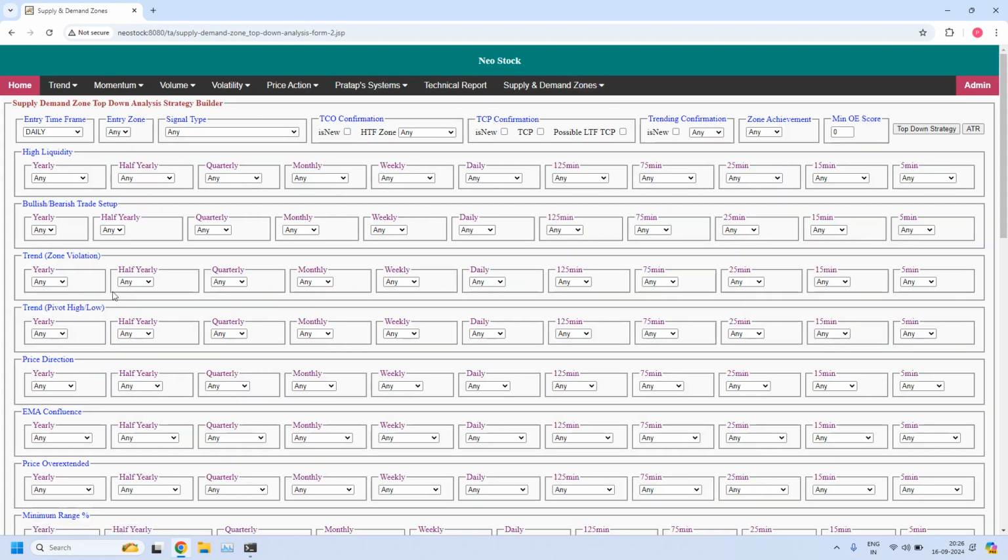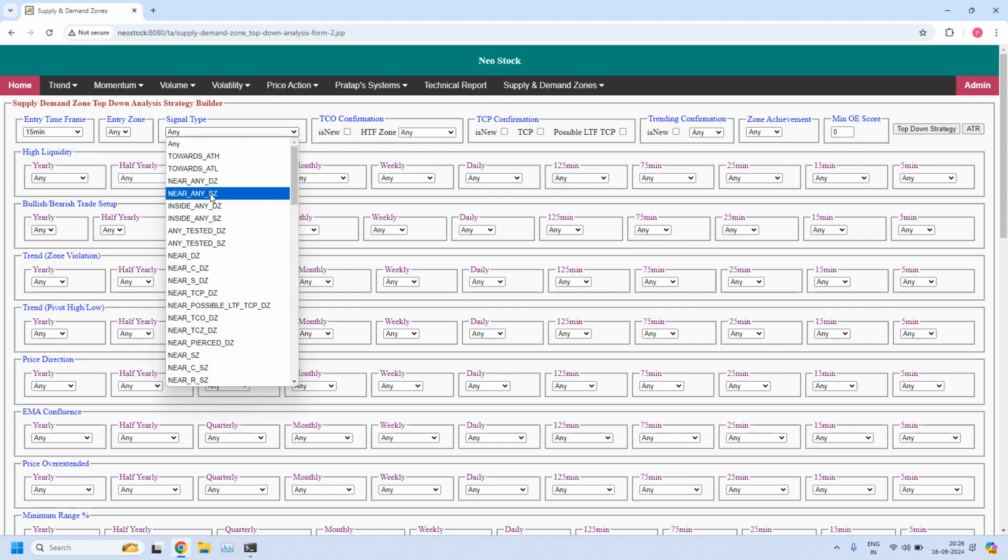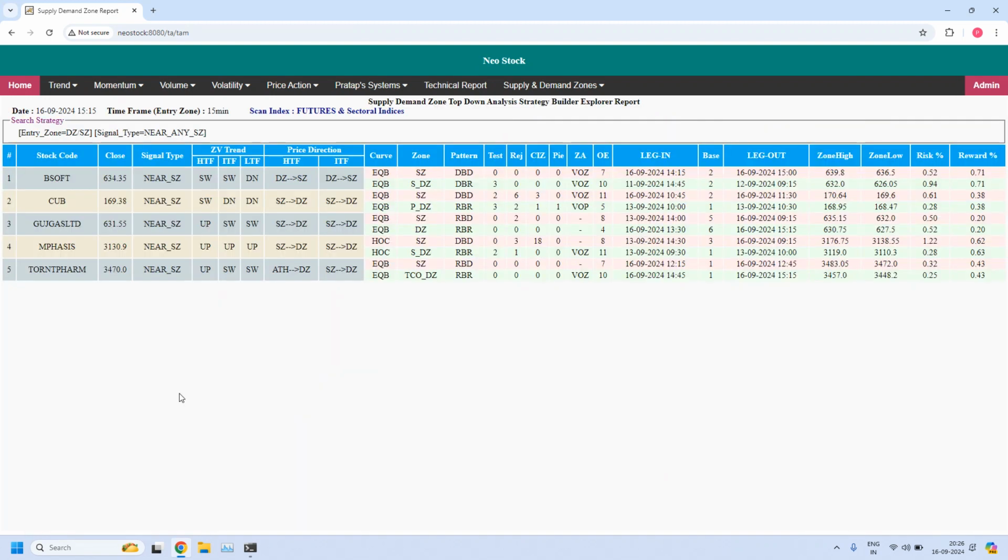Okay, next, for 15 minutes time frame, let us find the stocks near 15 minute supply zone. 5 stocks are filtered.